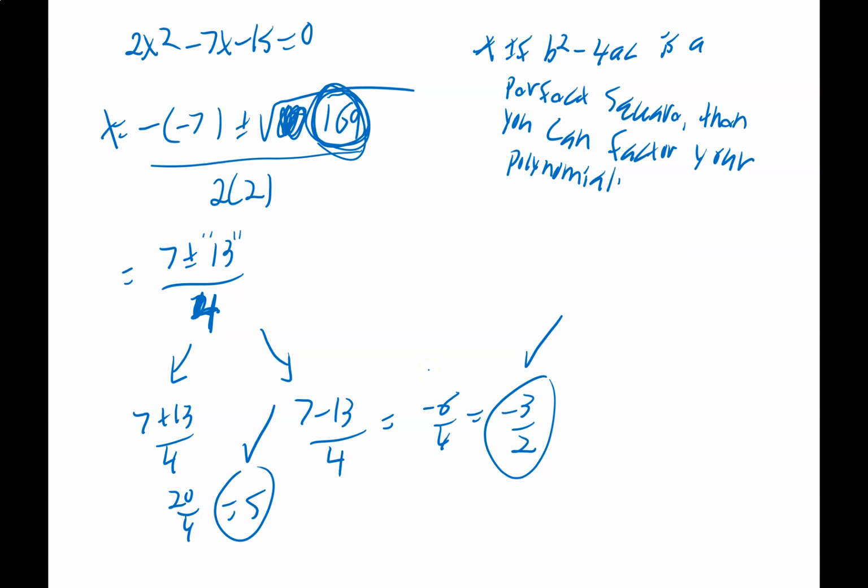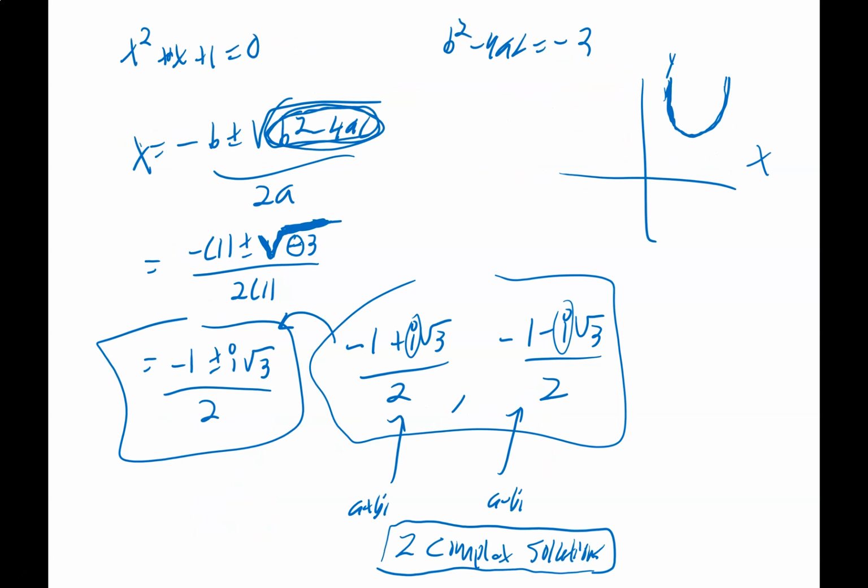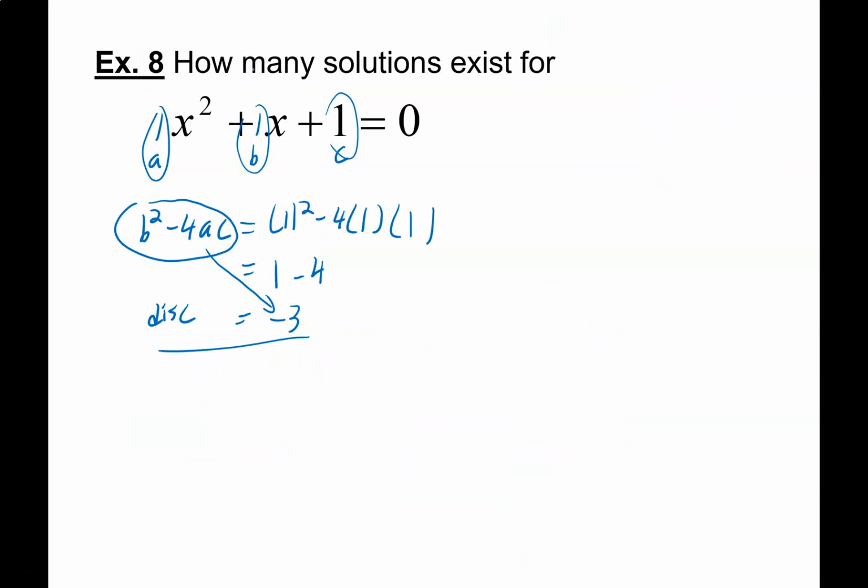Same answers I got here. So if it's a perfect square, then you could have factored it. Little thing I wanted you to know. Here, we got a discriminant of negative 3. That is definitely not a perfect square. This is not a problem you want to factor.